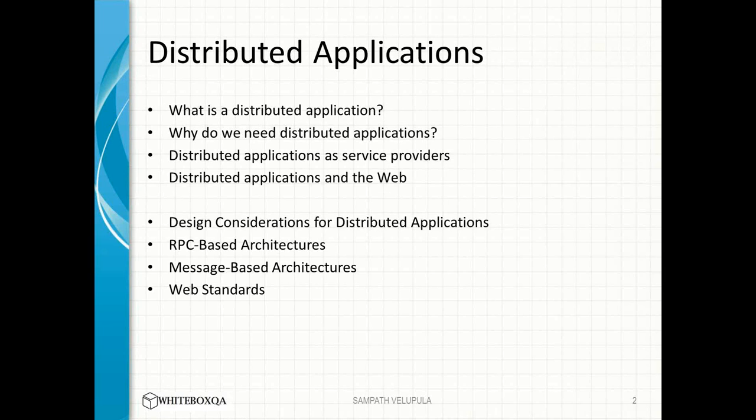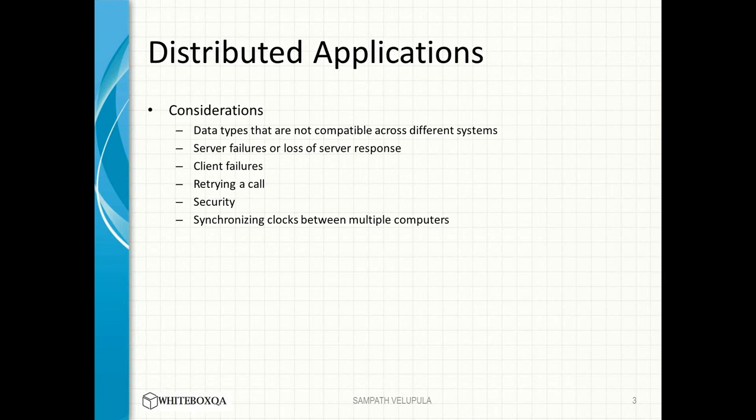That is where the web came into the picture. So what are the considerations when you use distributed applications? Generally, data types are not compatible. In Java you have a string. If Java needs to talk to .NET, the same kind of string should be there inside .NET also.